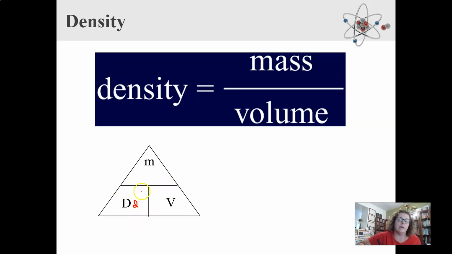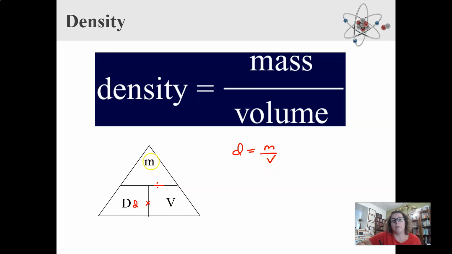So I like to think of this line up top like in basic math, like a divide line, okay? And I like to think of this line between the D and the V like multiply, okay? So let me show you. If I wanted to solve for density, if density is mass divided by volume, so D equals M over V.